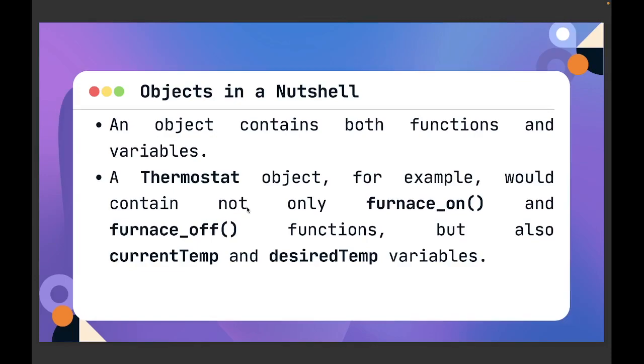The next is objects in a nutshell. So an object contains both functions and variables. For example, this thermostat is an object. What happens here is you create a custom class that has different functions, and then you let it be used by different classes. It's like you make it a standard data type.